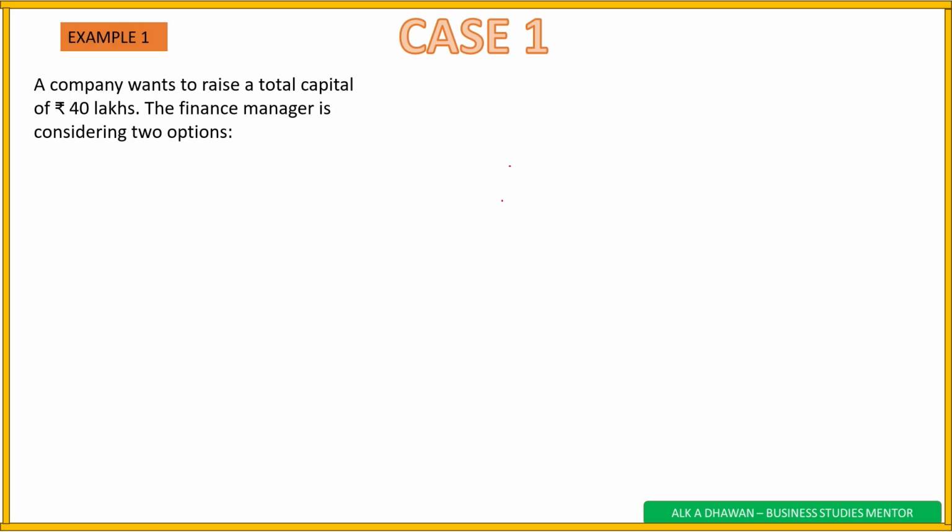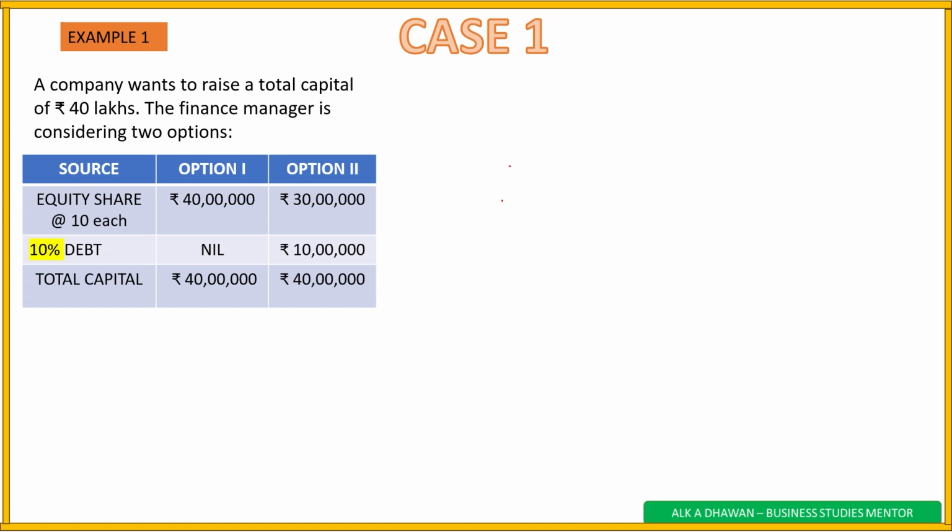Now let's take up an example here. A company wants to raise a total capital of rupees 40 lakhs. The finance manager is considering two options. Option 1 is that he is going to raise the entire amount of 40 lakhs through equity shares of rupees 10 each. So as you can see, in this case there is going to be no amount of debt coming in. The entire amount has been raised through equity.